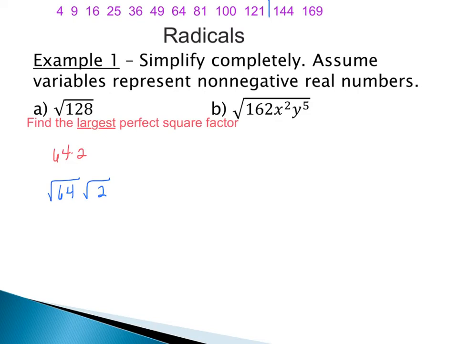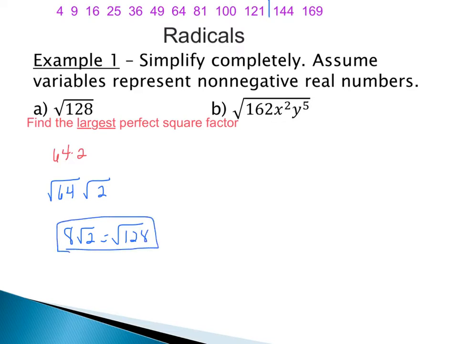So the square root of 64 times the square root of 2. Again, the square root of 64 is a perfect square, so we can take the square root of 64, which is just 8, and then the square root of 2 will just stay. So the square root of 128 is equal to 8 square root of 2.